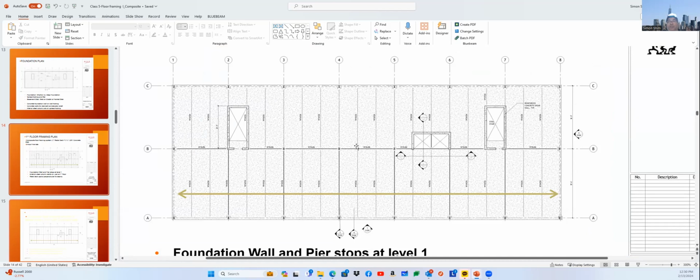Metal deck is a structural element, like rebar is in a concrete beam or concrete slab. Okay, metal deck is a structural deck, so it takes the tension forces.